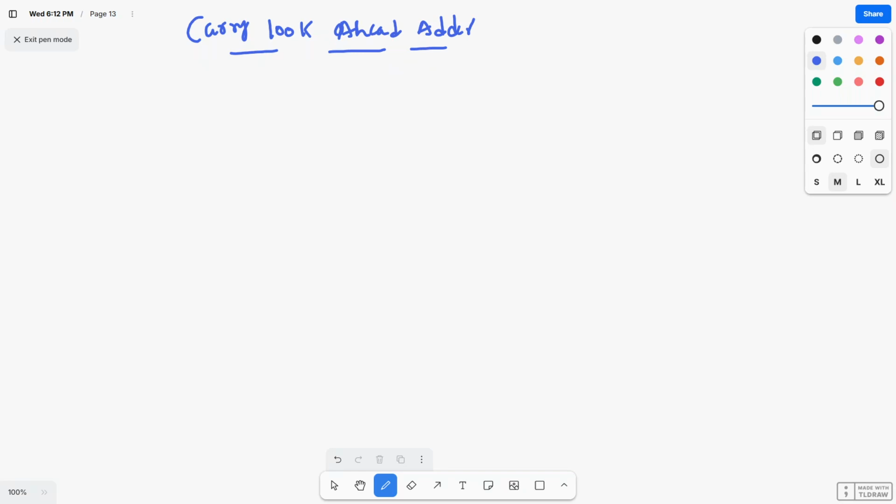Do you remember the truth table for a full adder? How many inputs are there? Three inputs, no? And how many outputs are there? Two outputs, no? So let us take A, B, and C as inputs.